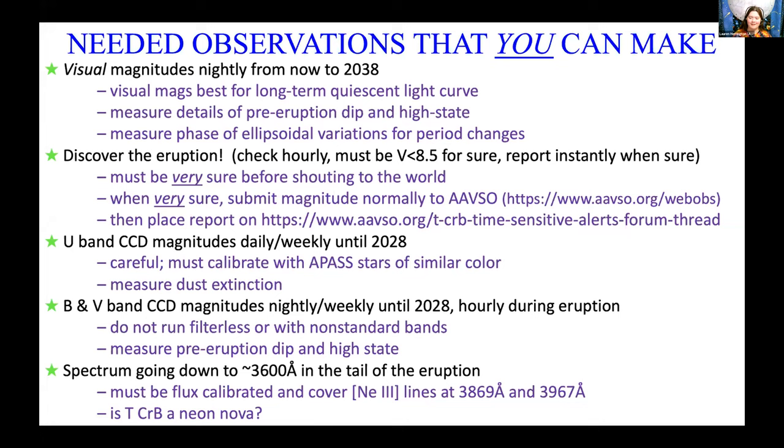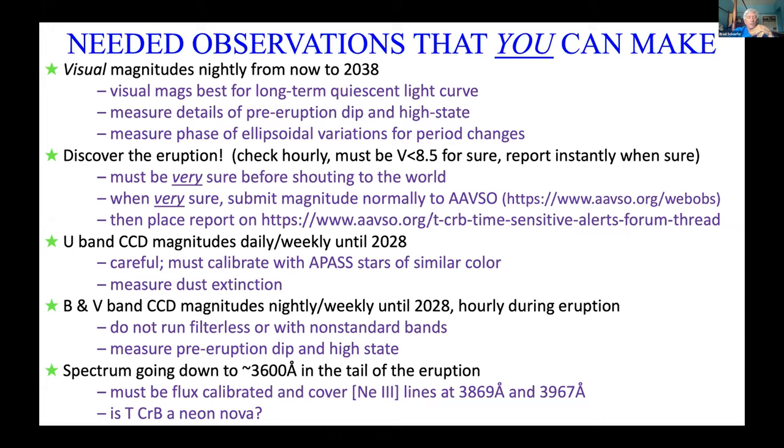Sure. I would call RS Ophiuchi and T CrB sister recurrent novae. They're pretty similar. I can't think of any particular fundamental difference between the two. The recurrence time scales are different between the two. T CrB is close to 80 years.